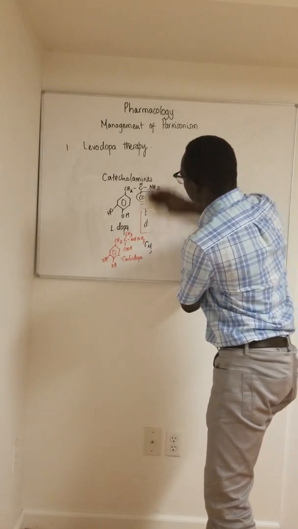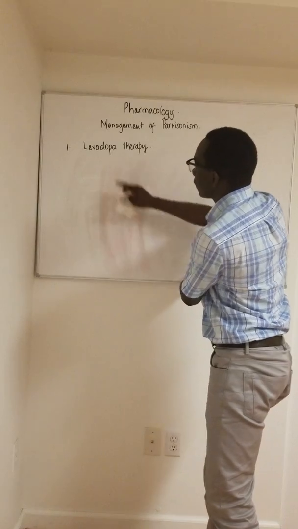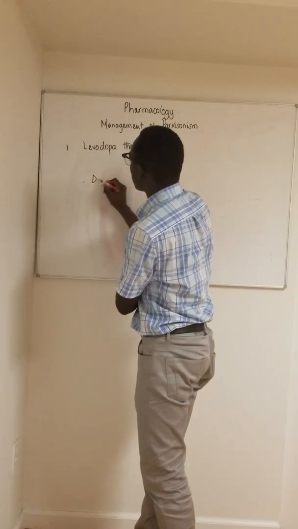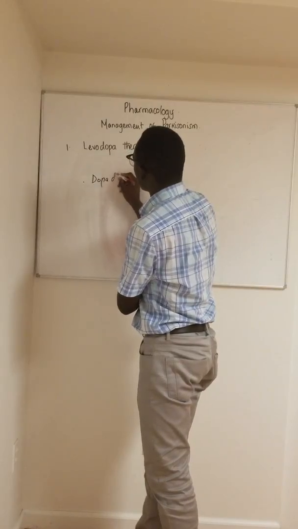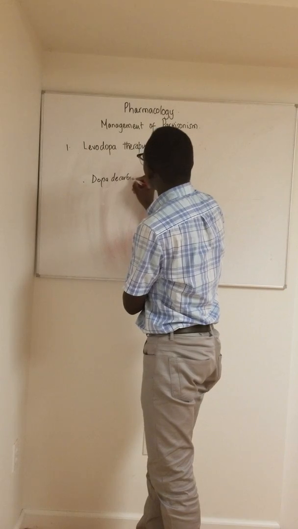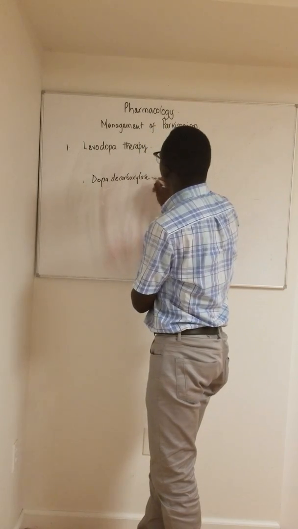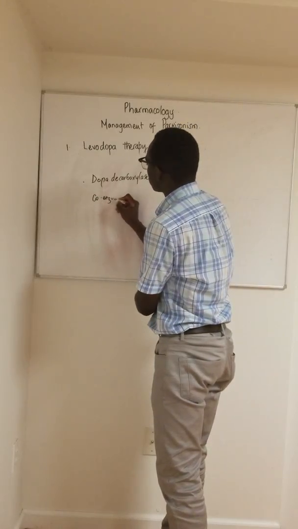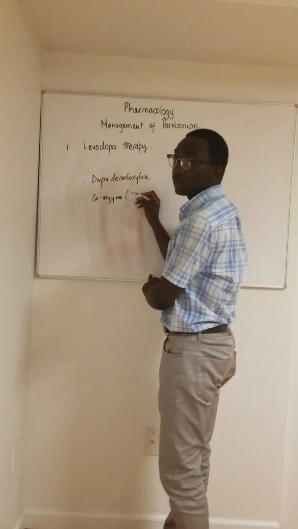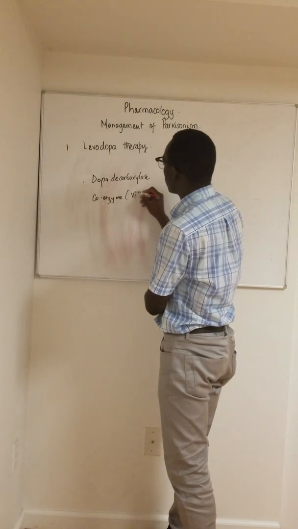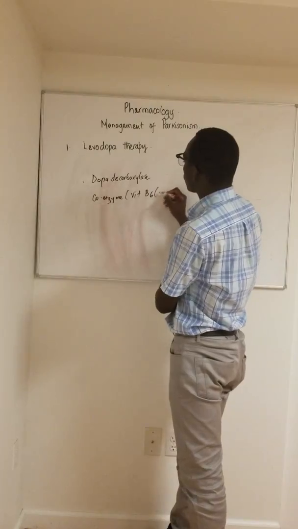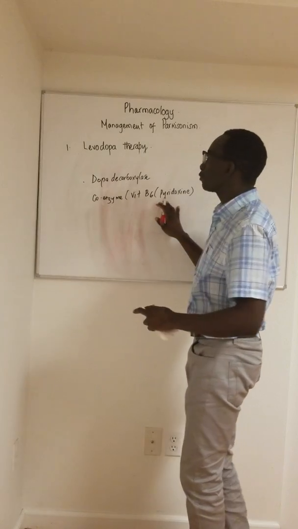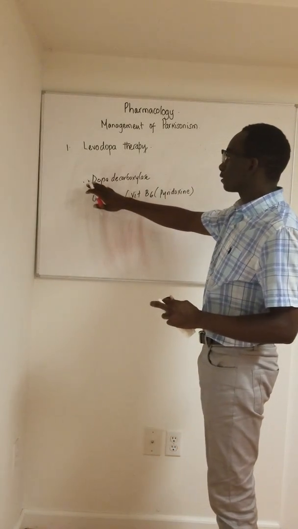So now, let us see what other important factors we have to know as far as levodopa therapy is concerned. So to go back to this enzyme, dopa decarboxylase. This enzyme has a coenzyme, which is a vitamin, vitamin B6 or pyridoxine. So pyridoxine is a coenzyme of dopa decarboxylase.